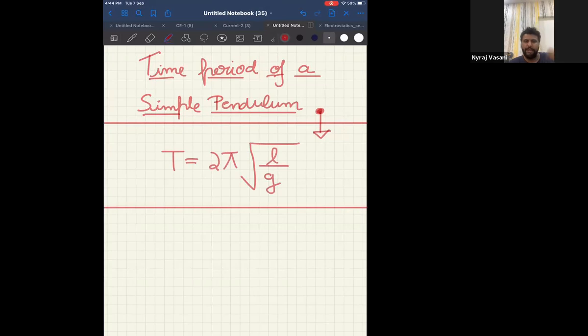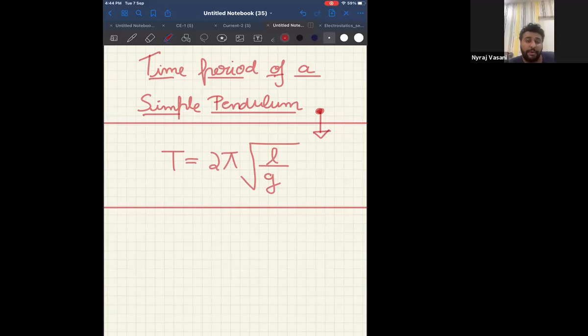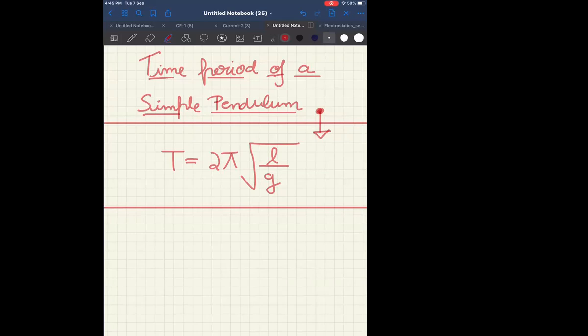T is equal to 2 pi under root L by G. This is the formula for time period of a simple pendulum. Right. Sir, is it used only in oscillation or in every lesson? Simple pendulum. That means oscillation. Not only in oscillation, only for simple pendulum. That means if it is only oscillation and not a simple pendulum, we cannot use this formula. Do you understand? This formula is specific to only simple pendulum. Okay.